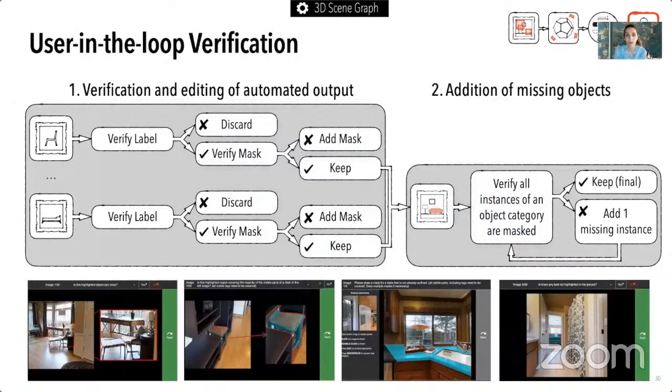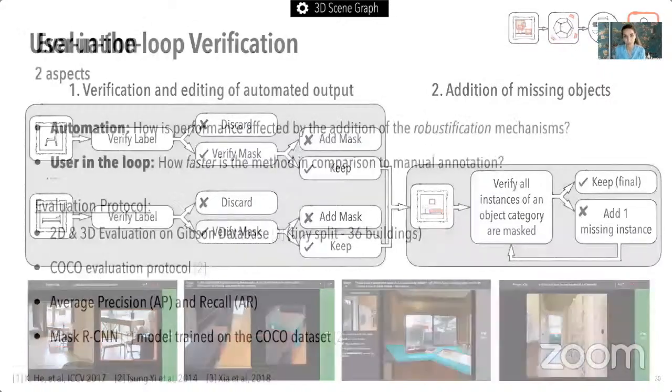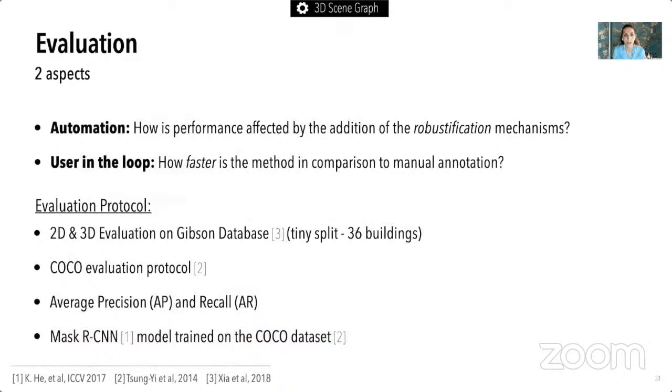In order to evaluate the output of our method, we needed to have ground truth. Since the Gibson database did not have any ground truth, we used the output of the automated method and verified it with humans in the loop, following the process that you see right now on your screen. We evaluated the method that we proposed based on two aspects. First is the performance of the detector: do the robustification mechanisms actually help boost this performance? And of course, we also look at the user in the loop: is the method that we propose faster than manual annotation or not?